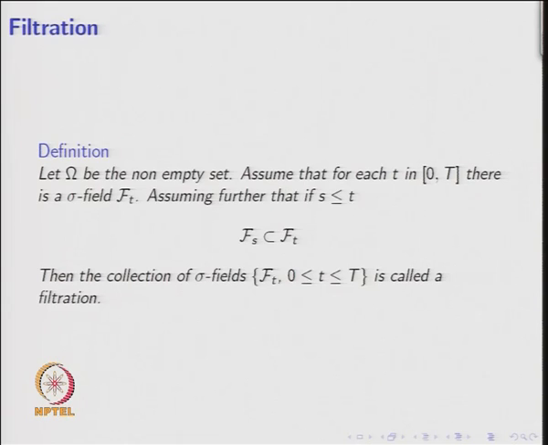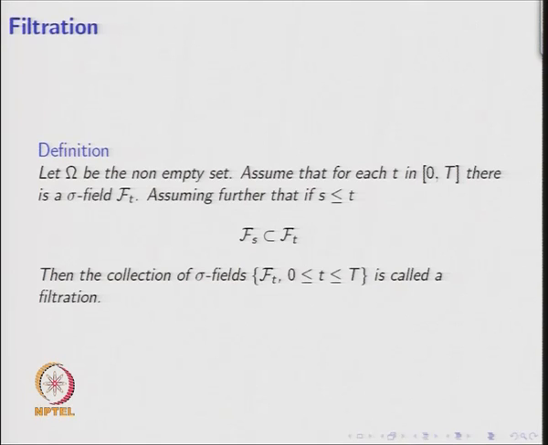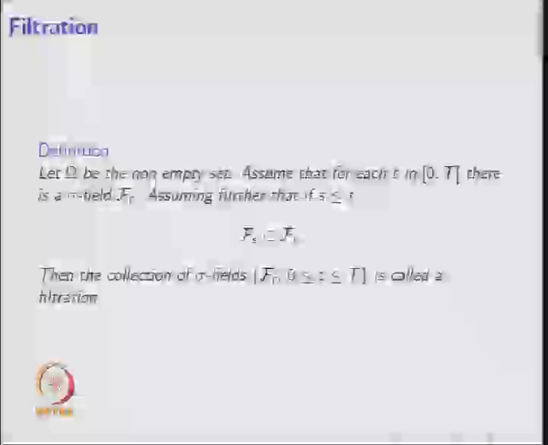Assume that for each t in [0, T], where T is a positive real number, you are creating a sigma field F_t, and those sigma fields F_t for possible values of t in the interval [0, T] satisfy the condition that F_s is contained in F_t. If this condition is satisfied over the interval [0, T] for s and t, where s is less than or equal to t, then this collection of sigma fields is called the filtration.